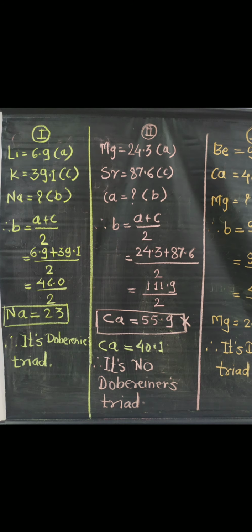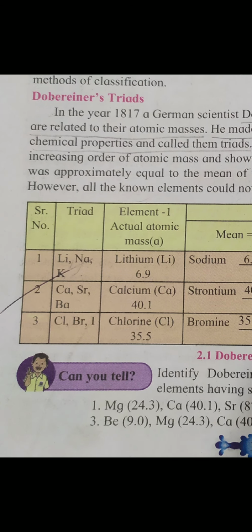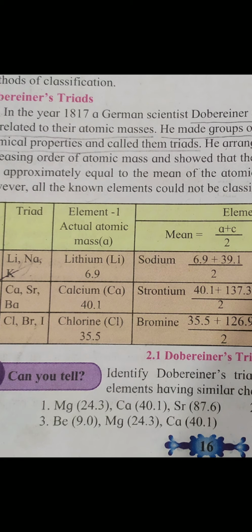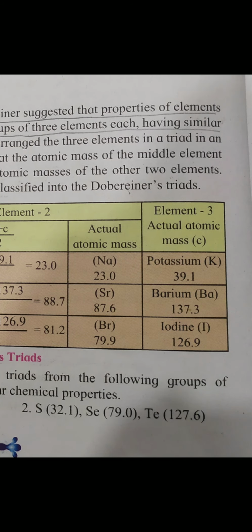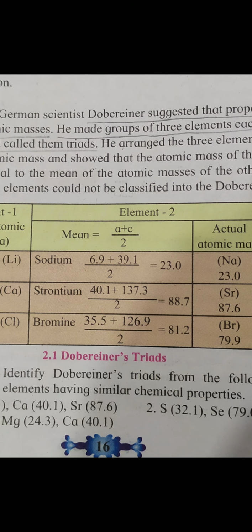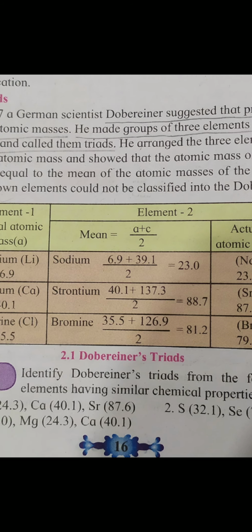In other examples also, you can see the second example, that is Ca, Sr and Ba. Calcium has atomic mass 40.1. Next, barium has atomic mass 137.3. And for the middle element, strontium, we find that the atomic mass of strontium is equal to 88.7. So this is the mean of the other two elements, and this is also a Dobereiner triad.